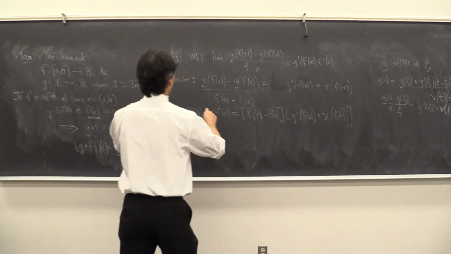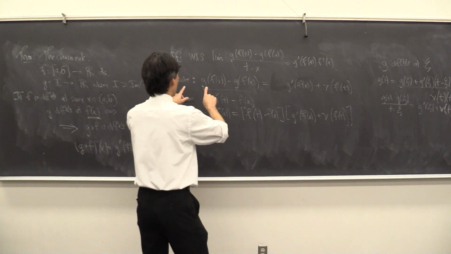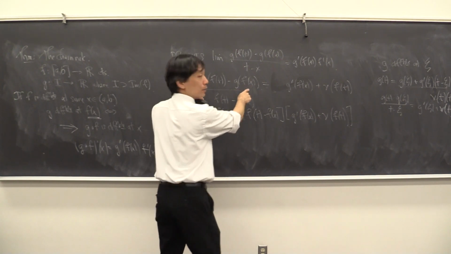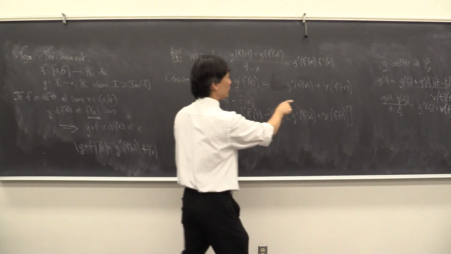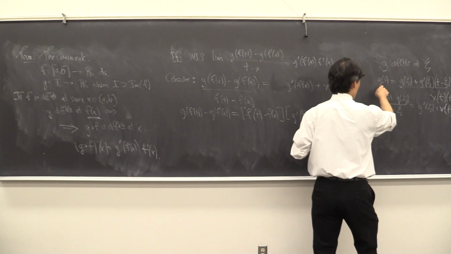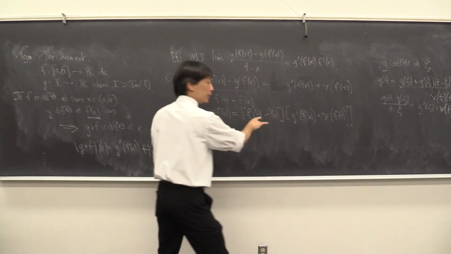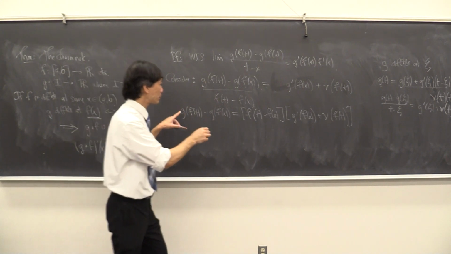So what do we use? We use the fact that g is basically its tangent line near f of x, that we can express g as tangent line plus error. That's all we're doing here. That's all we've done.